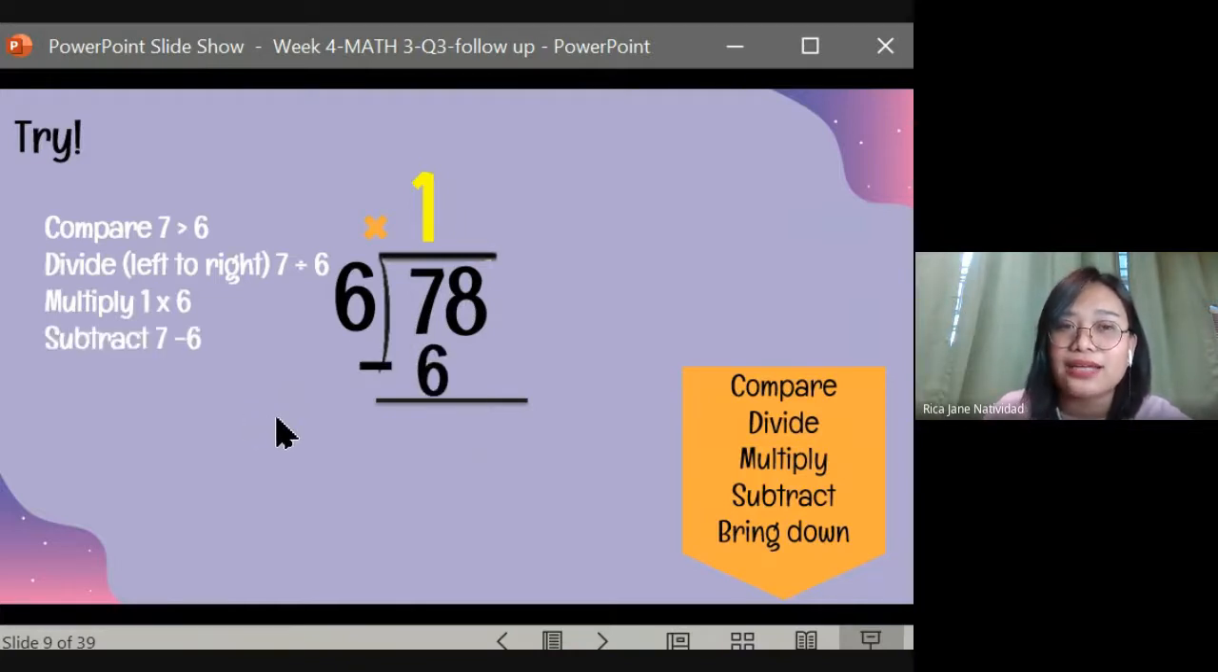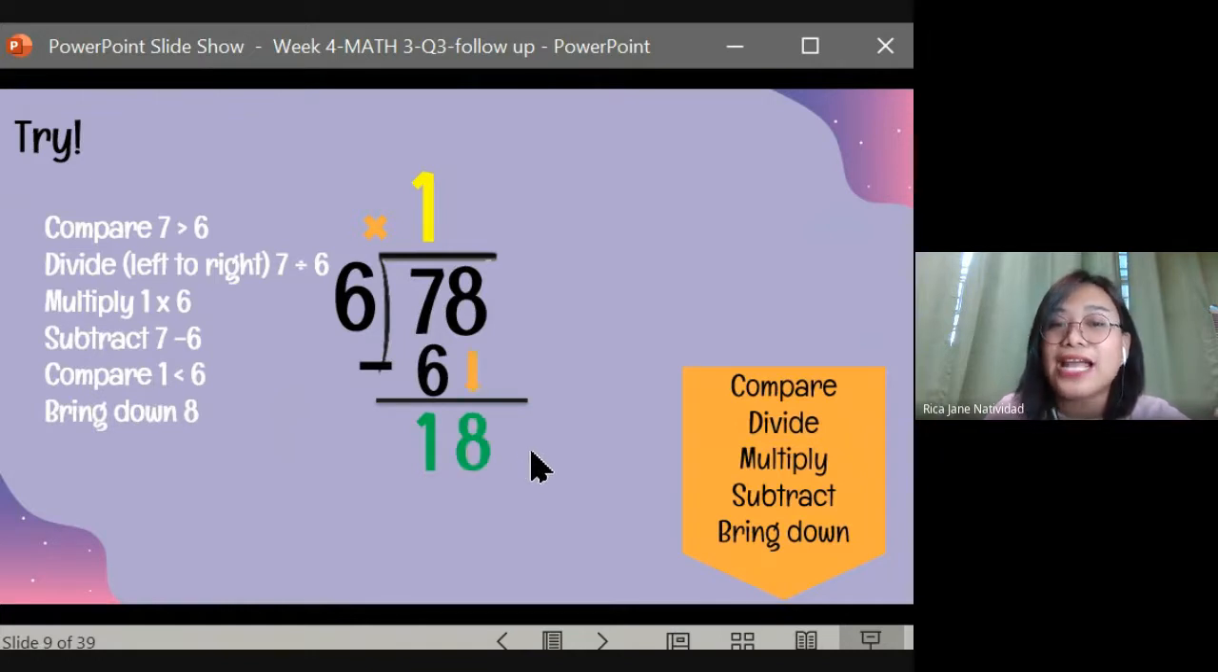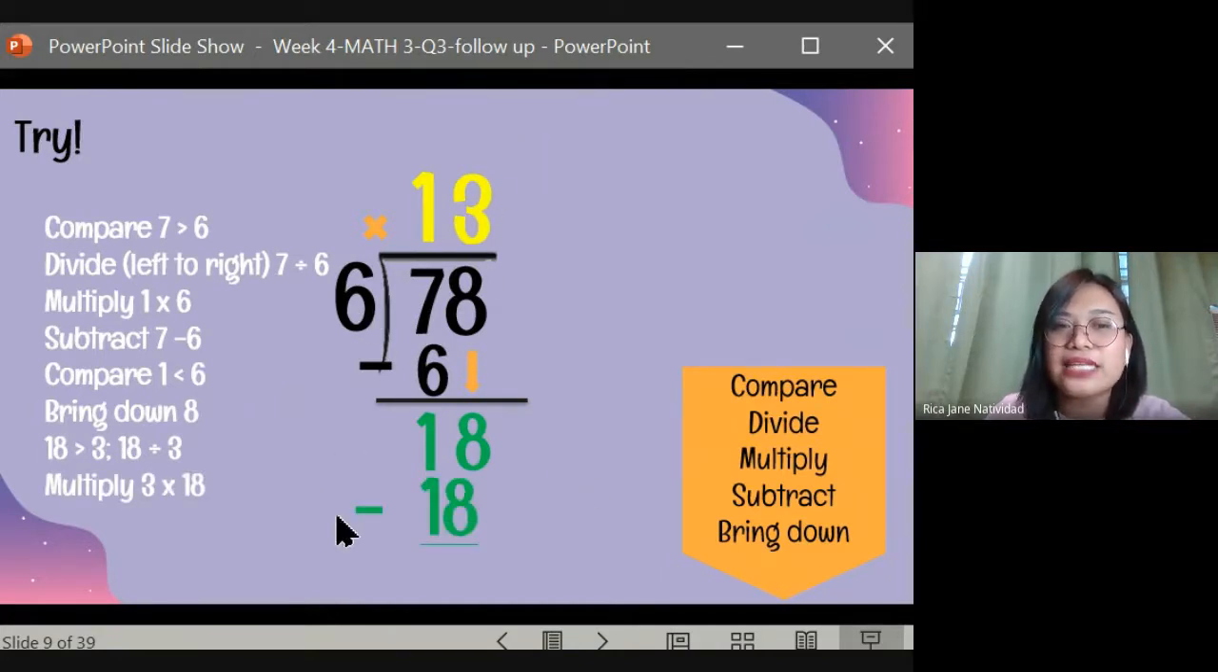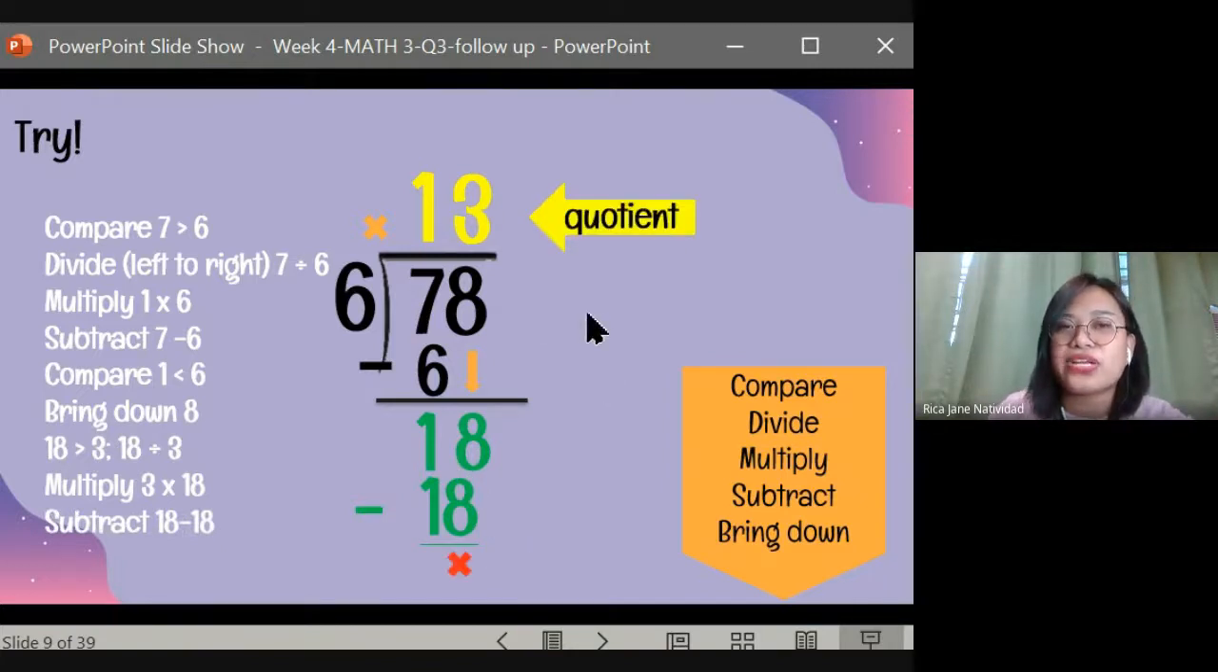Now we subtract 7 minus 6 is equal to 1. 1 is lesser than 6, so we bring down 8. Now we have 18. So 18 divided by 6 is equal to 3. Now we multiply 3 times 6 is equal to 18. Subtract 18 minus 18 is 0. So the quotient now is 13. I hope you got it right too.